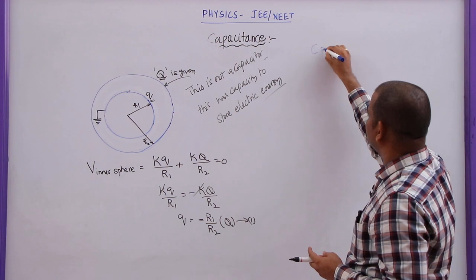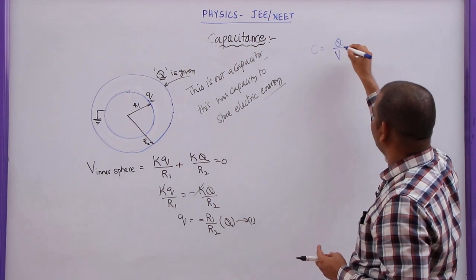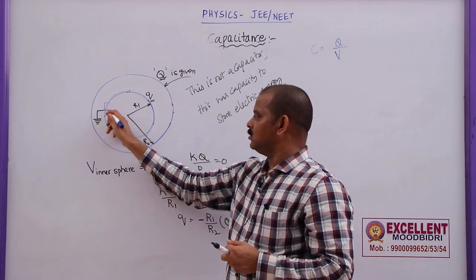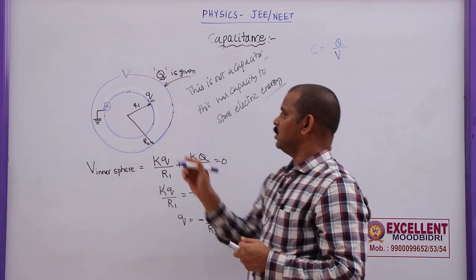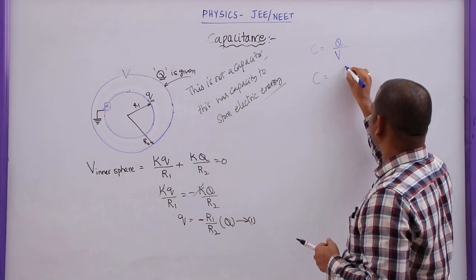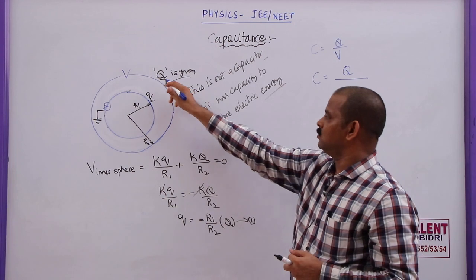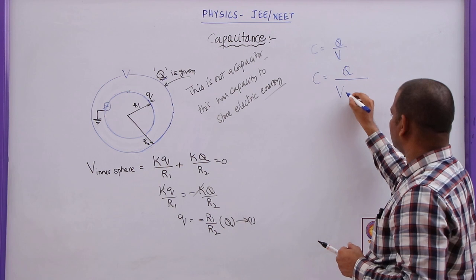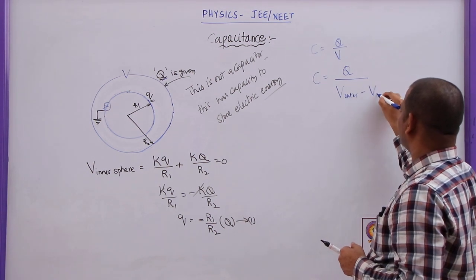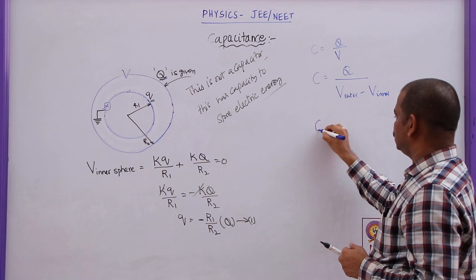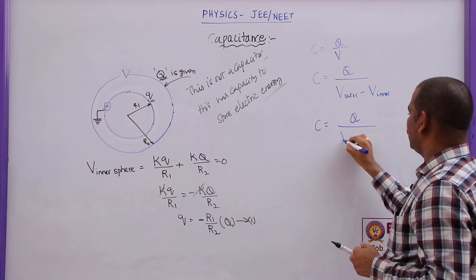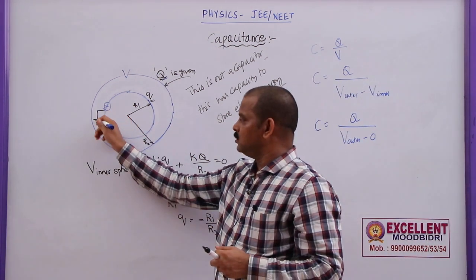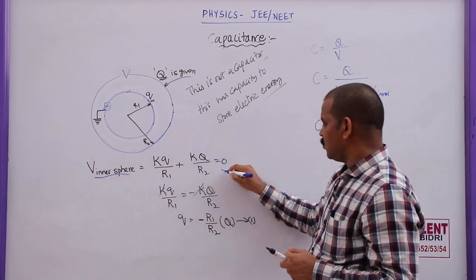The capacitance of this one is given by C is equal to Q by V, where V is the potential difference between these two. We know that potential on the inner surface is 0. So what is the potential on the outer surface? C is given by the total charge Q on the outer surface by potential on the outer surface minus potential on the inner surface, minus 0. Why? Because the inner surface is earthed, so potential on the inner surface must be equal to 0.